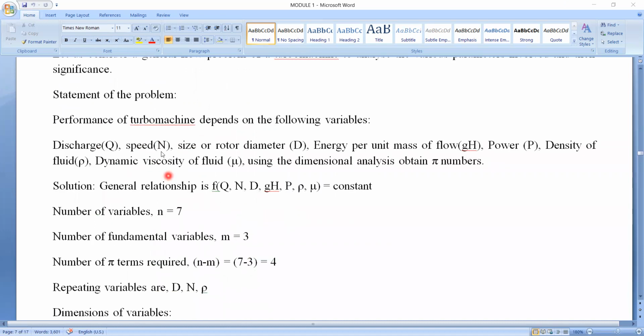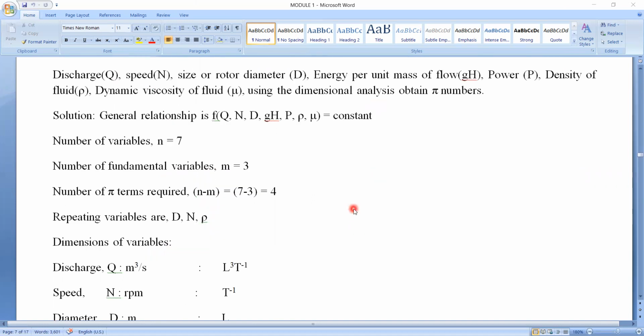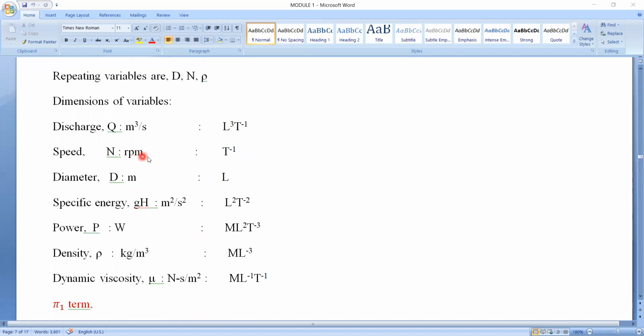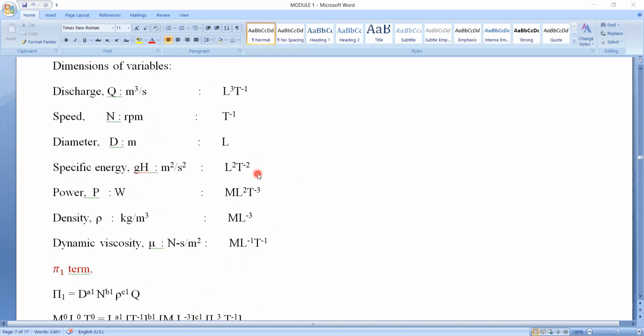Okay, so for each and every variable we have to write its dimensional form. Now we know that the SI unit for discharge is meter cube per second. For meter cube we have L cube, and the second, the time parameter, is in the denominator. So let's take it to the numerator, we'll get t to the power minus 1. Similarly, the speed is in RPM, revolutions per minute. So the time parameter is in the denominator. Take it to the numerator, you will get t to the power minus 1.